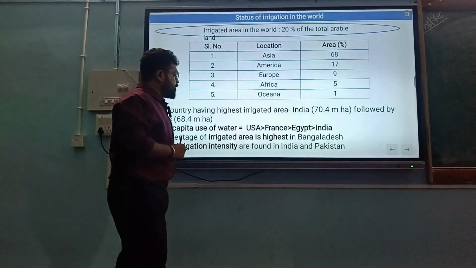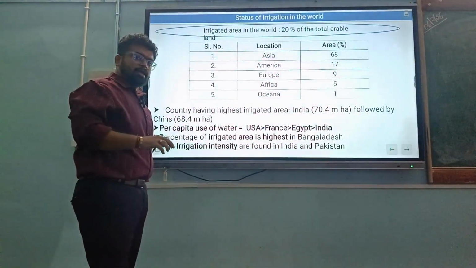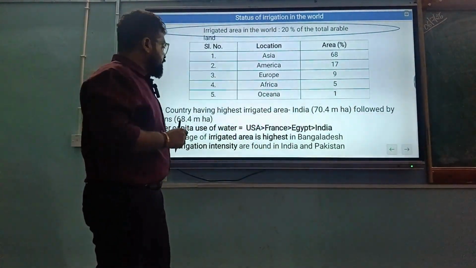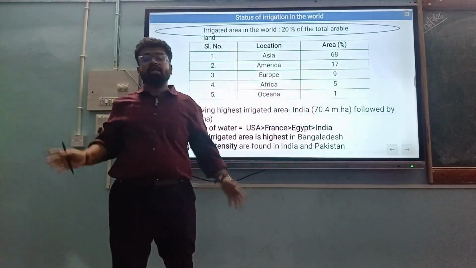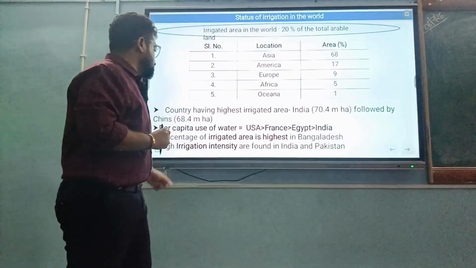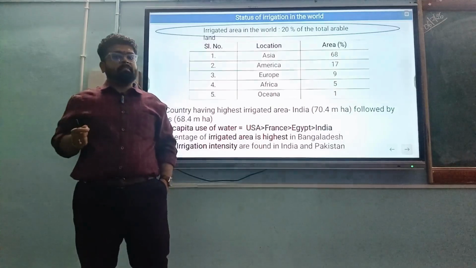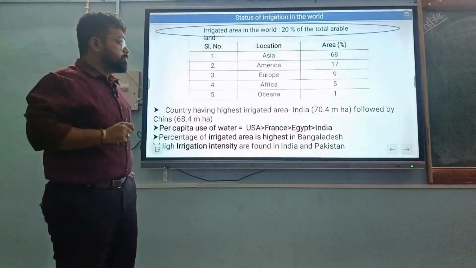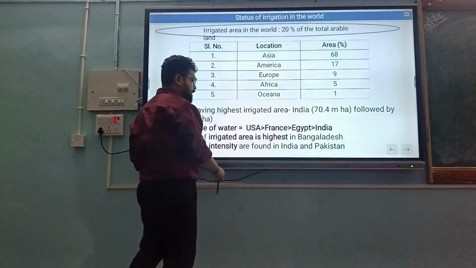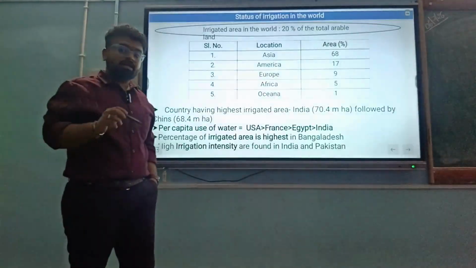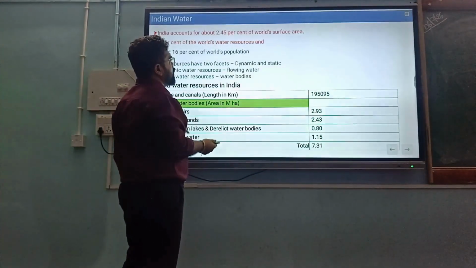And if you see the per capita availability of water, it is first in the USA, followed by France, Egypt, and then India. And the irrigated area as a percentage of the land is highest in Bangladesh, and the highest irrigation intensity is found in India and Pakistan. This is very important data. With respect to irrigated area in percentage it is Bangladesh, and the per capita water availability is highest in the USA, France, Egypt, and India.